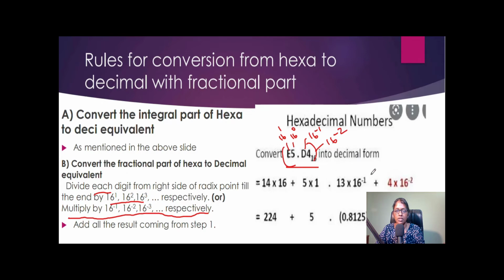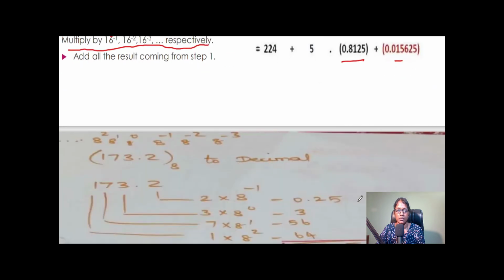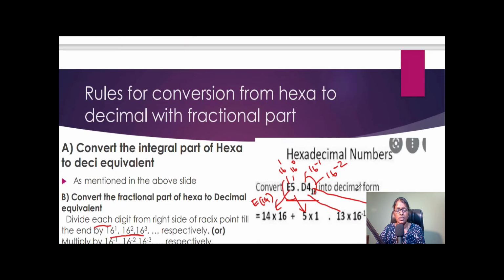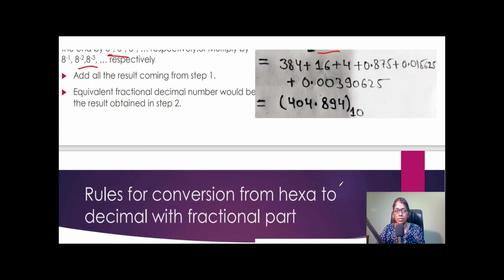So 5 will be as it is and e will be called as 14. The equivalent value for e is 14. So 14 into 16 to the power of 1, that is 14 into 16 equal to 224, plus 5 into 1 equal to 5, plus d value is 13. 13 into 16 power -1, that is 0.8125, and this 4 is 4 into 16 power -2, the value is this. So when you add all this, you will get the answer. Okay, so these are the rules for converting hexa to decimal.